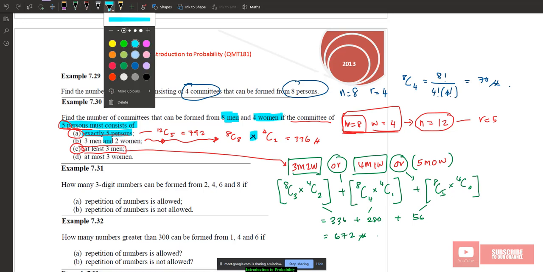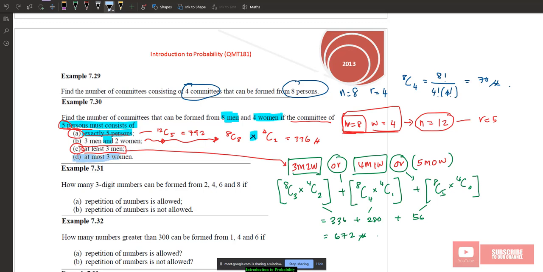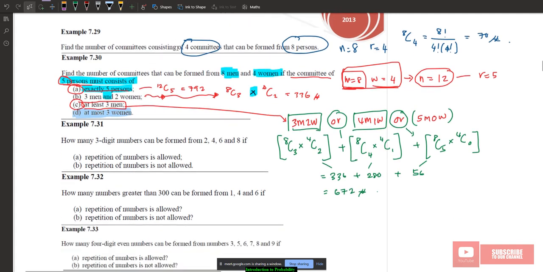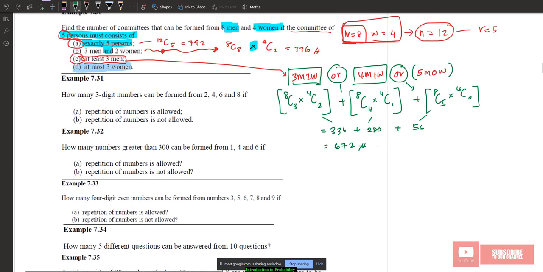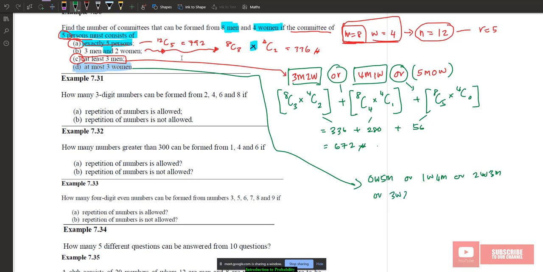Now, the last question is at most 3 women. Paling banyak 3 women saja. So let me do down here. Paling banyak 3 women. It means either 0 woman, 5 men, or 1 woman, 4 men, or 2 women, 3 men, or 3 women, 2 men.